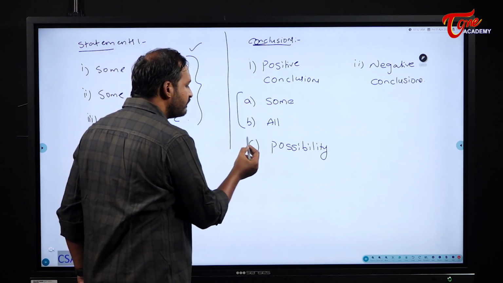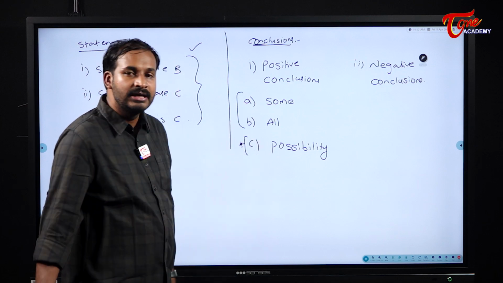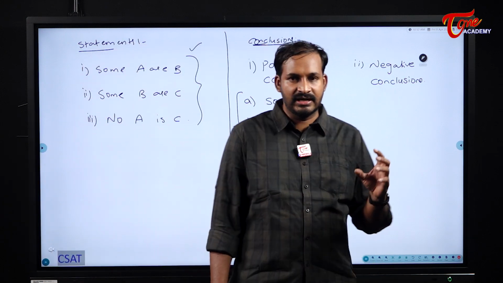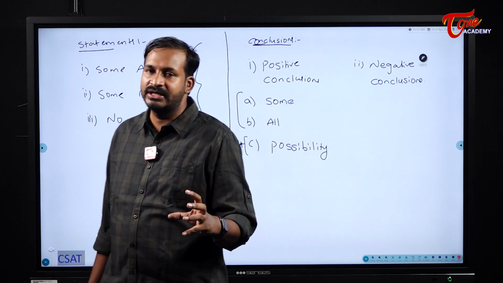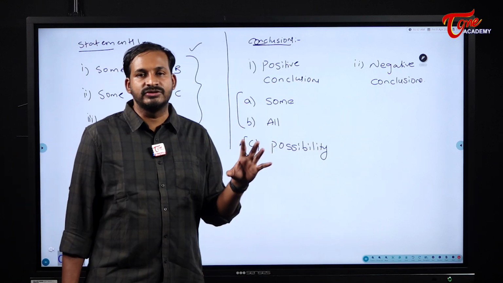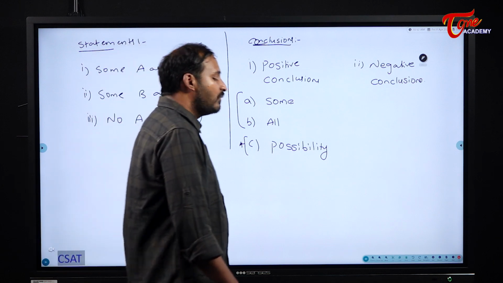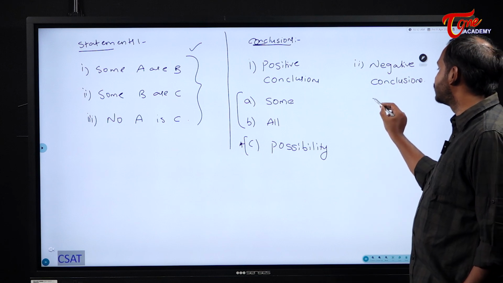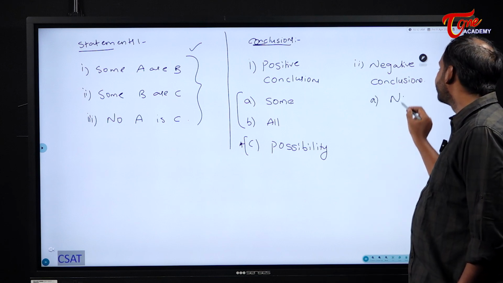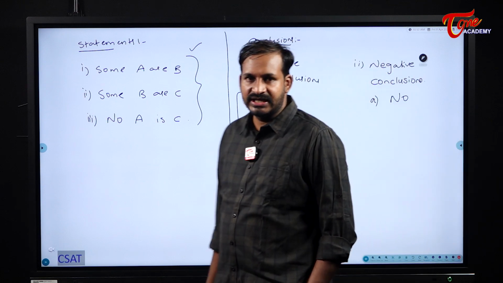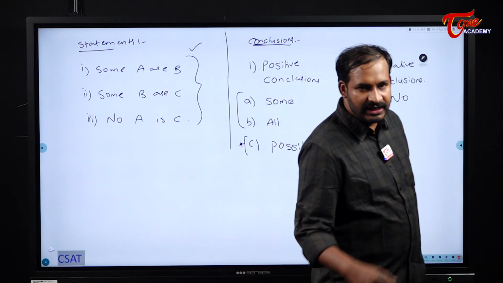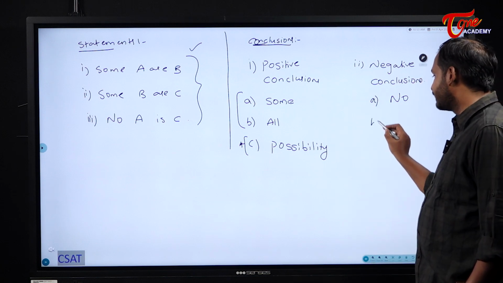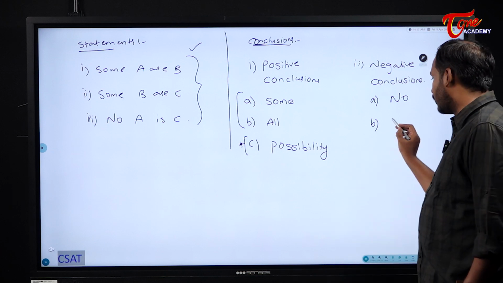Majorly these two. This one we will deal with a little bit differently. I will tell you later. But as of now, positive conclusions means, in the given conclusions, if you see the words some, all and possibility, those are called positive conclusions. Now, what are negative conclusions then? Negative conclusions means in the given conclusion, if you see no A is B, no C is D, like that, those conclusions are called negative conclusions. And next one, some not.